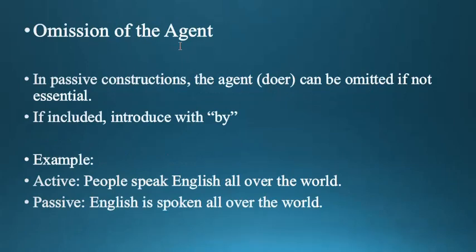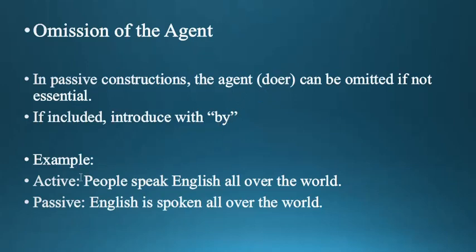And then the omission of the agent in passive constructions. As we said earlier, in most cases we use the given subject as the object, but in certain cases it is not necessary to do so. We'll see some examples for that. In passive constructions, the agent or doer, that is the subject, can be omitted if not essential. If it's not necessary to be used in the sentence, it need not be used. If included, introduce it with "by". If the agent is used, we have to use it along with "by".